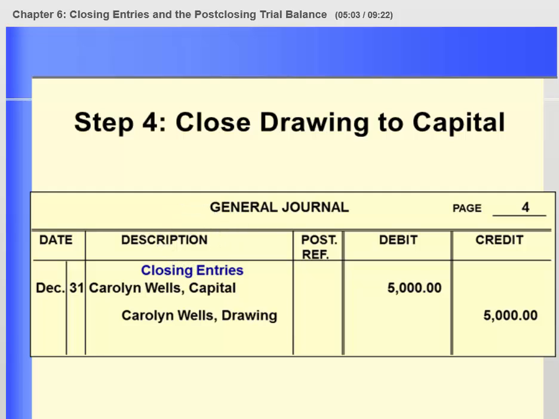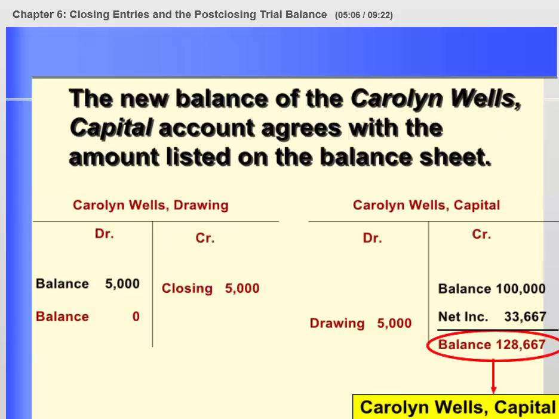The last closing journal entry is shown here. Carolyn Wells' capital will show a balance of $128,667 on the balance sheet.